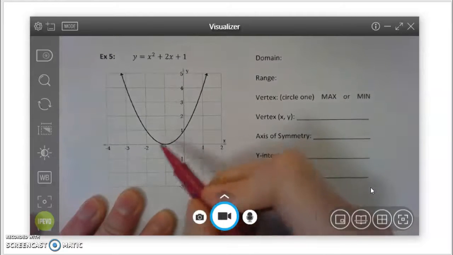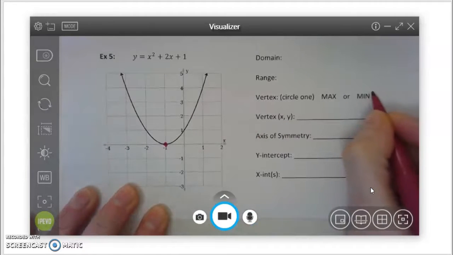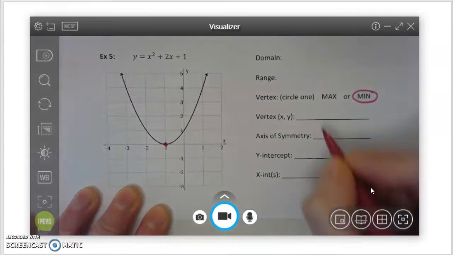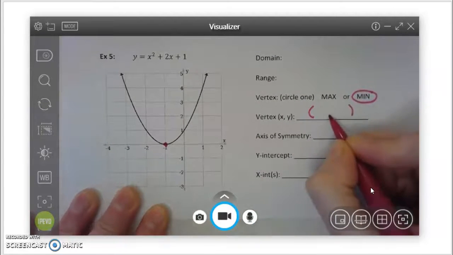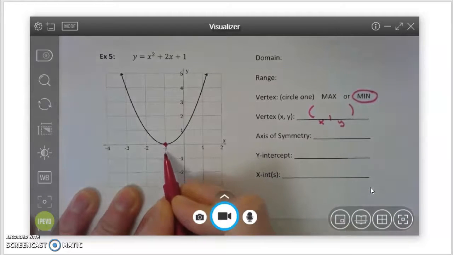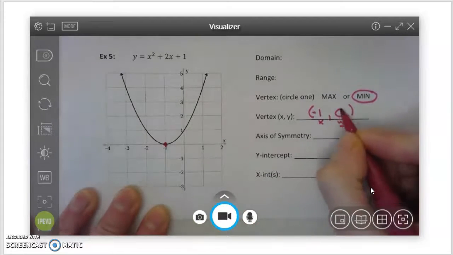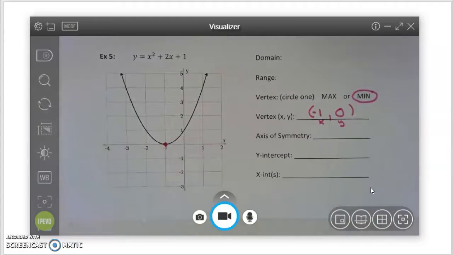Okay, example 5. Arrows are pointing up, so I don't have a highest point, but I do have a lowest point, which makes that a minimum vertex. And this time that point happens to be on the x-axis. So just to remind you, if it's on the x-axis at -1, -1 goes in the x spot, 0 in the y spot. Now let's do another definition.